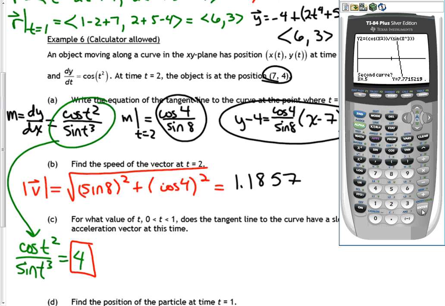And my first curve is y1, my second curve is y2, and I need to keep going. My cursor is approximately on the intersection, and then I ask my calculator, what is this intersection? Now, because I was asked to find the acceleration vector at this time, it's really important that I store this value. So before I even write this number down, I know it's 0.616 something.